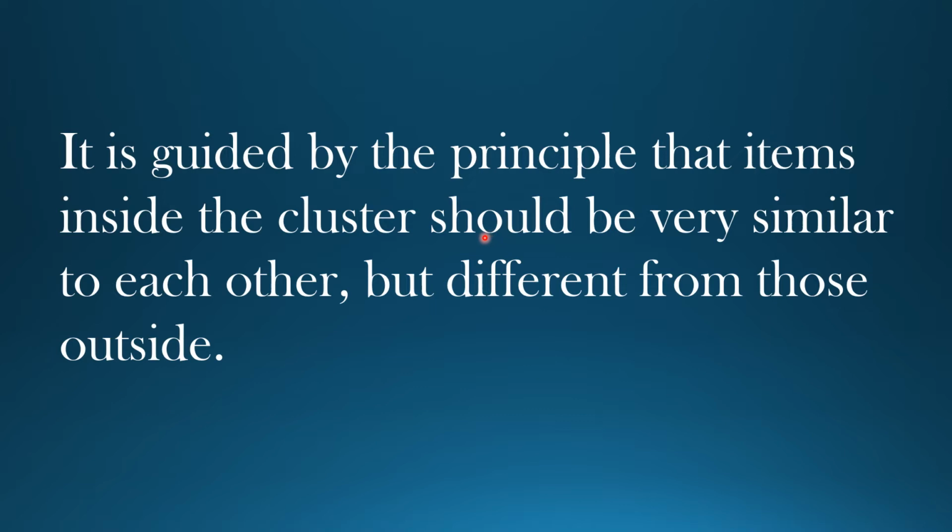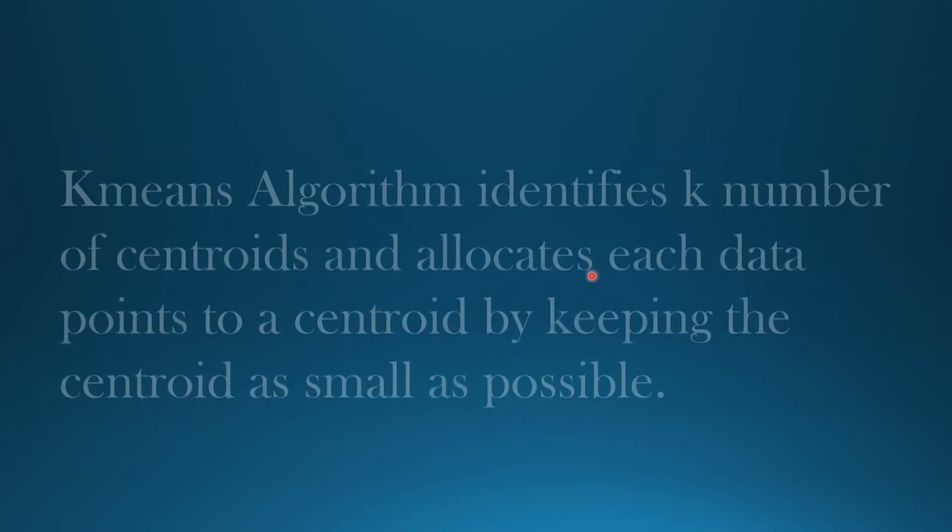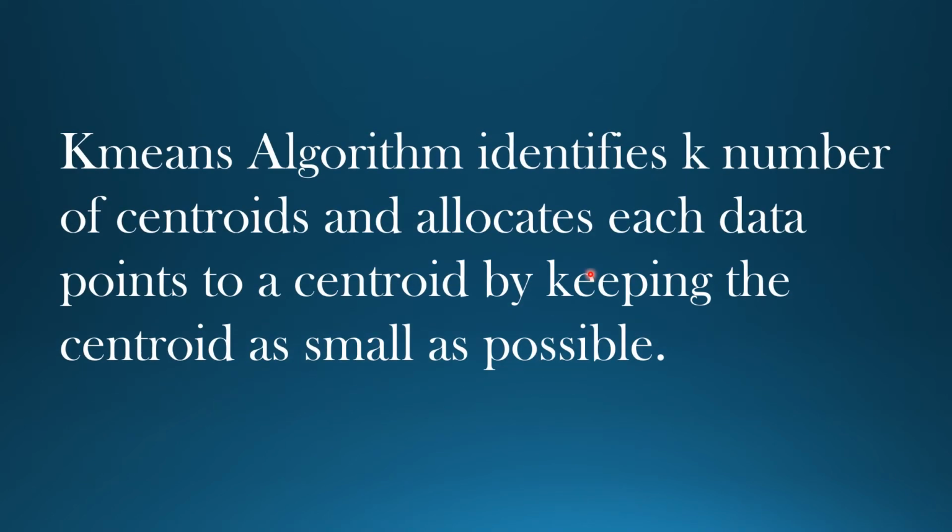Now let's understand what exactly is the K-means algorithm. The K-means algorithm identifies k number of centroids and allocates each data point to a centroid while keeping the clusters as small as possible. So basically here we are interested in finding the number of centroids, that is k, and all the data centers around any one of the centroids. Now let's understand the K-means algorithm using a graph.